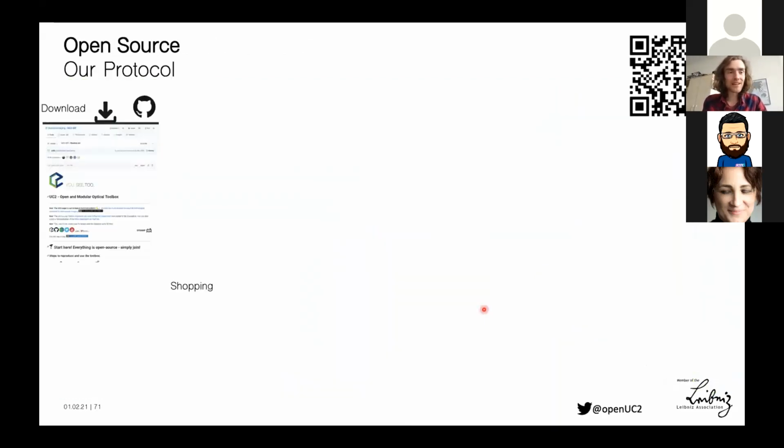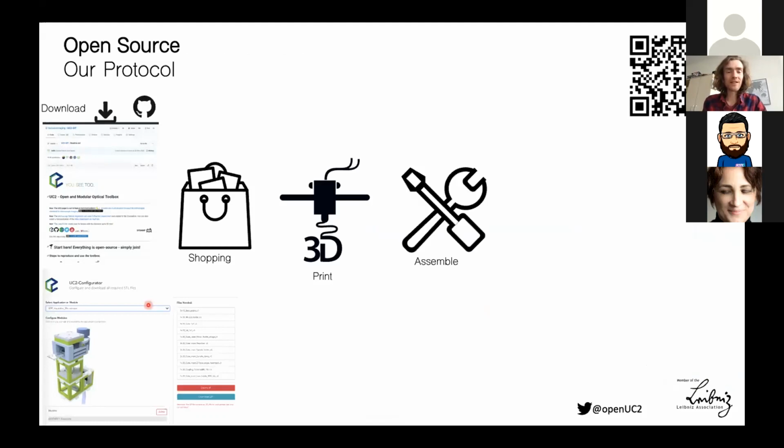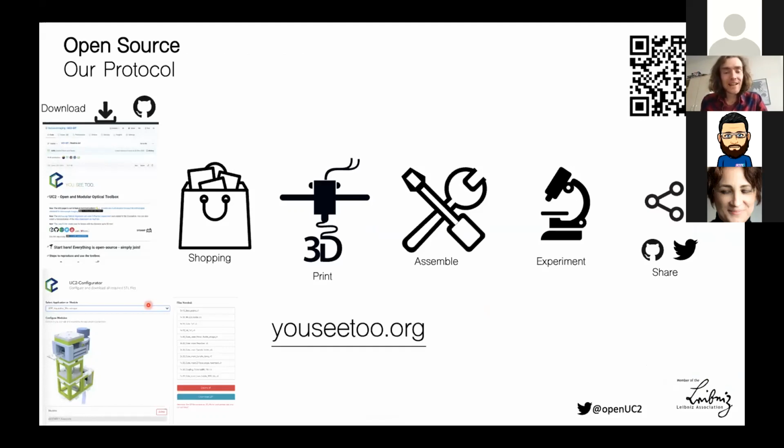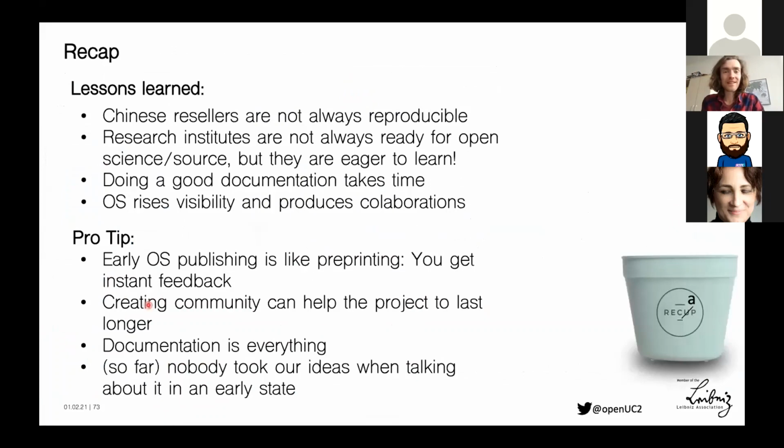So just to summarize why open science is so cool: you can just download stuff. We recently also introduced an online configurator, which makes things so much easier. You can just go shopping, print stuff, assemble it, do the experiment, and then you're done and can share the stuff. That's basically it. I may give a brief intro into the stuff later in the discussion.